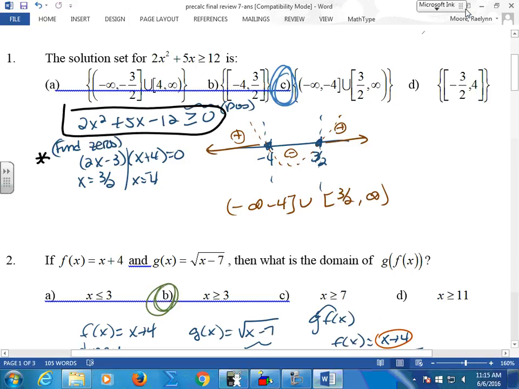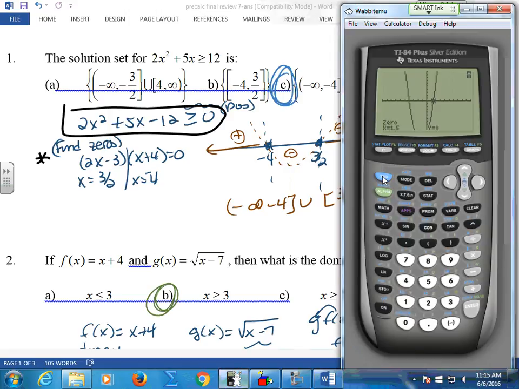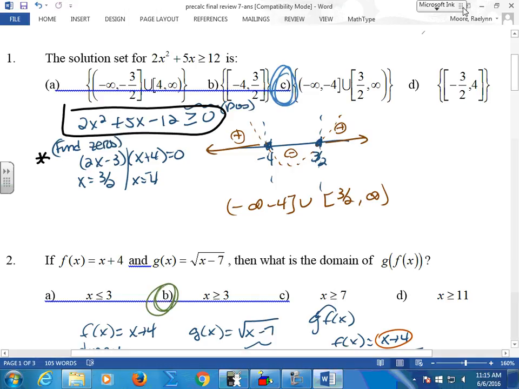Now, all we have to do is test this, and you graph this. Look at your table. For the left of negative 4, what's the value of y, positive or negative? Positive. There's my positives. In between, negative. To the right of 3 halves, well, that's greater. I'll go to 2 and greater. Oh, positives. And I want my positives. So I set this piece up and this piece up, and I make my inequality.